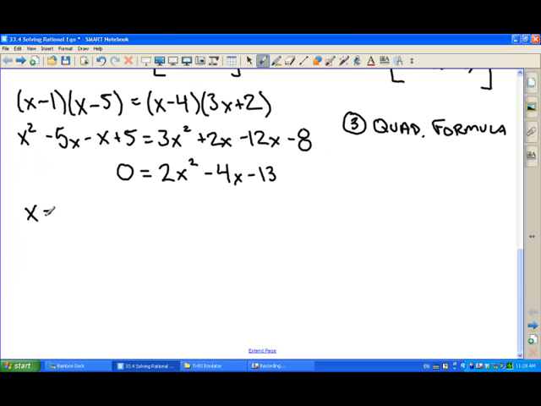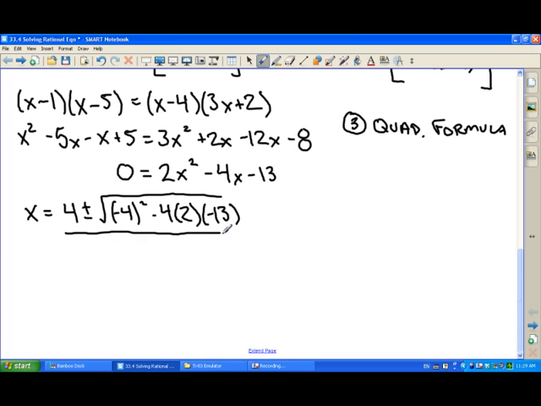So my solutions would be positive 4 plus or minus the square root of negative 4 squared minus 4 times 2 times negative 13, all over 2 times 2. So I'm looking at 4 plus or minus the square root of 120 all over 4.